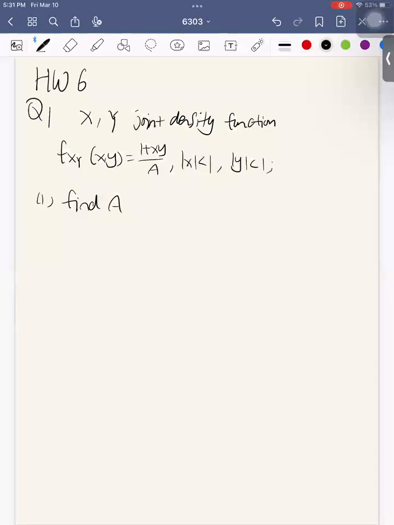Hello, everyone. Today we will talk about homework 6, question 1. The first question asks us to find the A. Let's look at the equation. It looks like f(x,y).